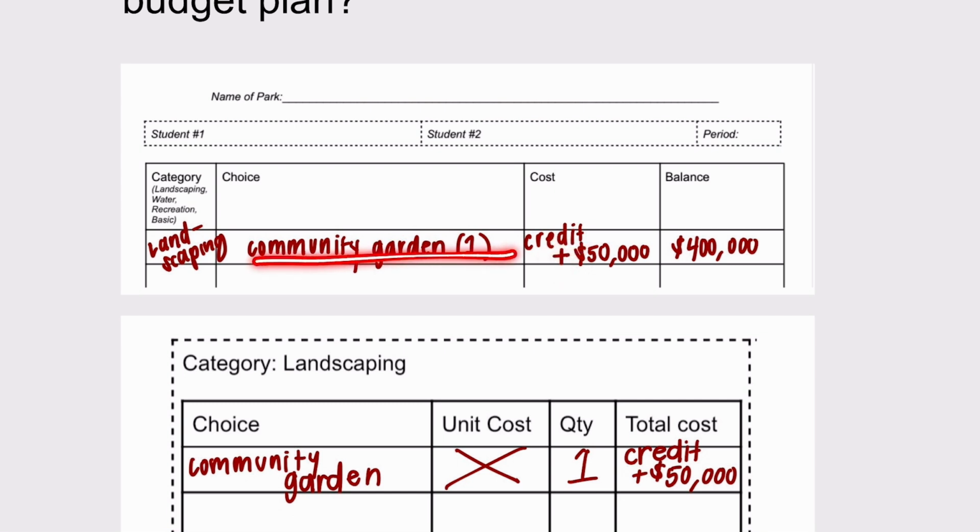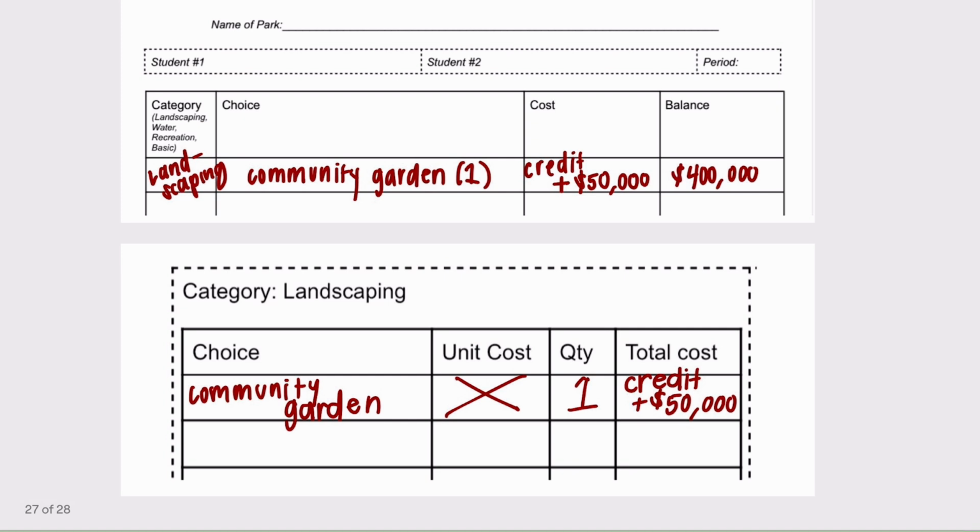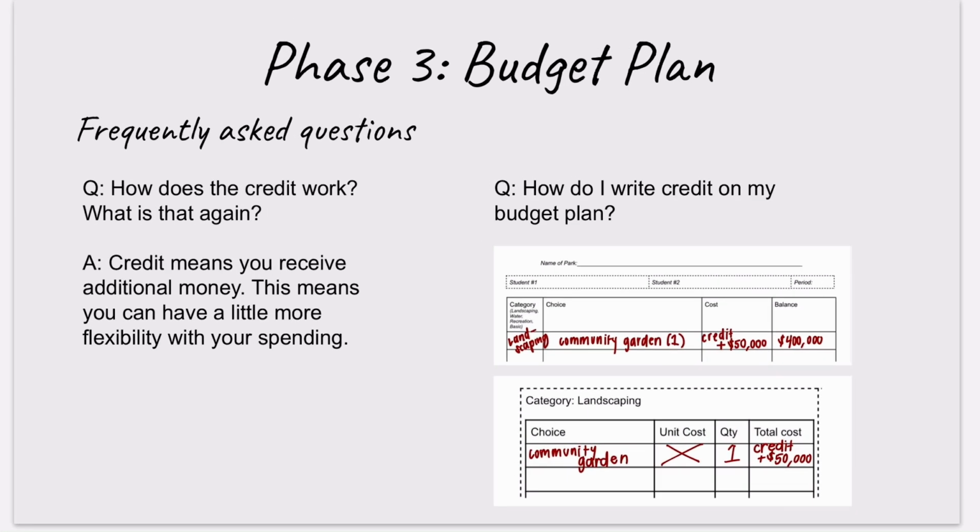So I put an example here. If you add a community garden, I'd be like, okay, I added 1. It's a credit of $50,000. Oh no, I don't think that's the right number. I think it's credit $5,000. Same here. So if you did the other template, you don't have to put a unit cost, just put 1 and then credit $5,000. Okay?